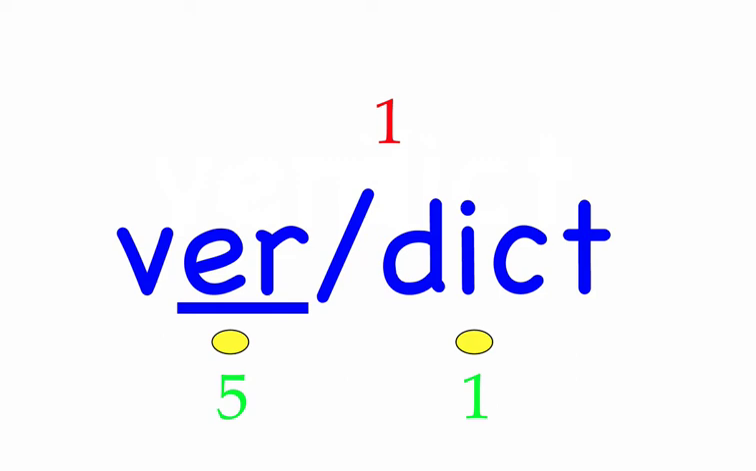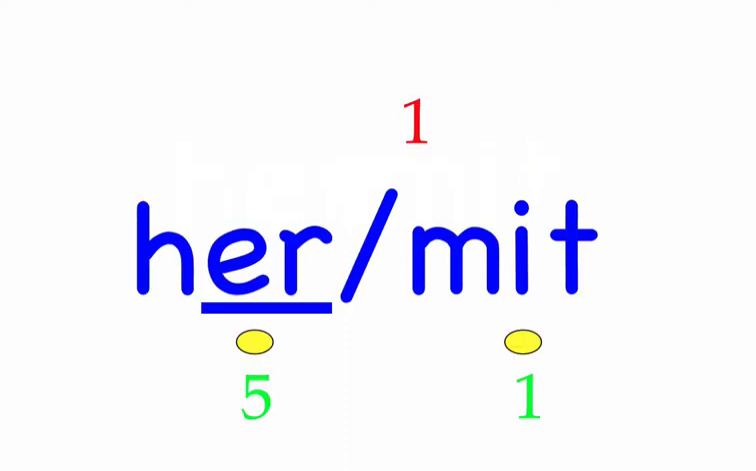Hermit. The hermit lived in a cave. Her, 2 sounds. H. Mit, 3 sounds. M, I, t. Hermit. Mark the word.